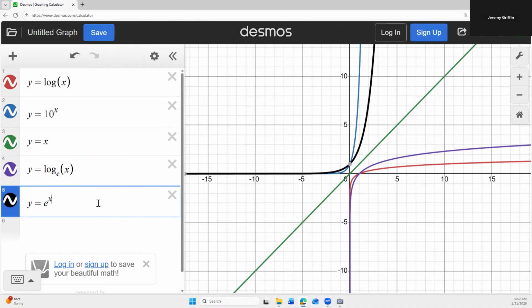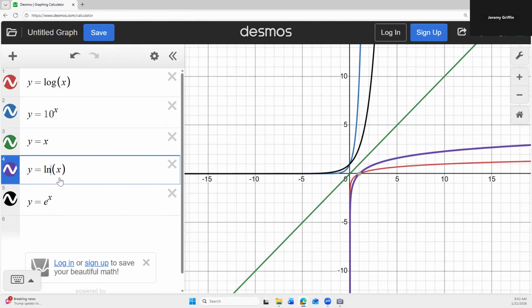And then the inverse of that would be y equals e to the power of x. Let's see what that looks like. Yeah, that's that black curve. You guys see the black and the purple are inverses? But there's a different way to write log base e, because e is such a common base with such important applications in math. That's the other log key on your calculator. It's called natural log, the one that says ln. Desmos will recognize that. If I just change this log base e to ln, look, it creates the exact same curve. It didn't change. You guys good so far?